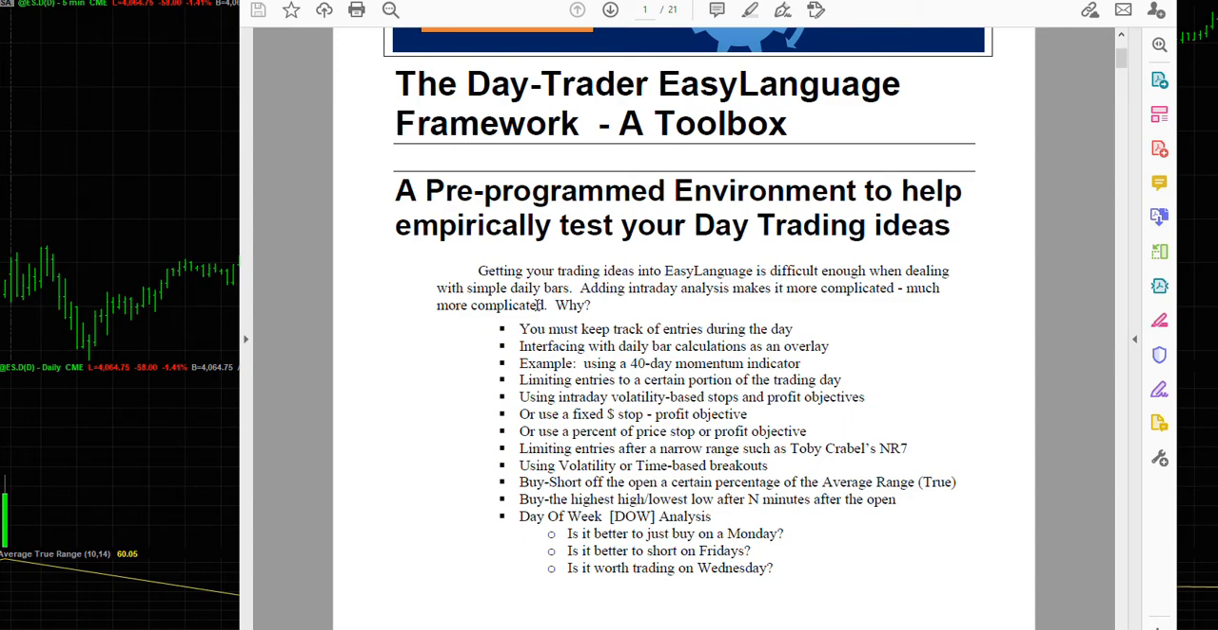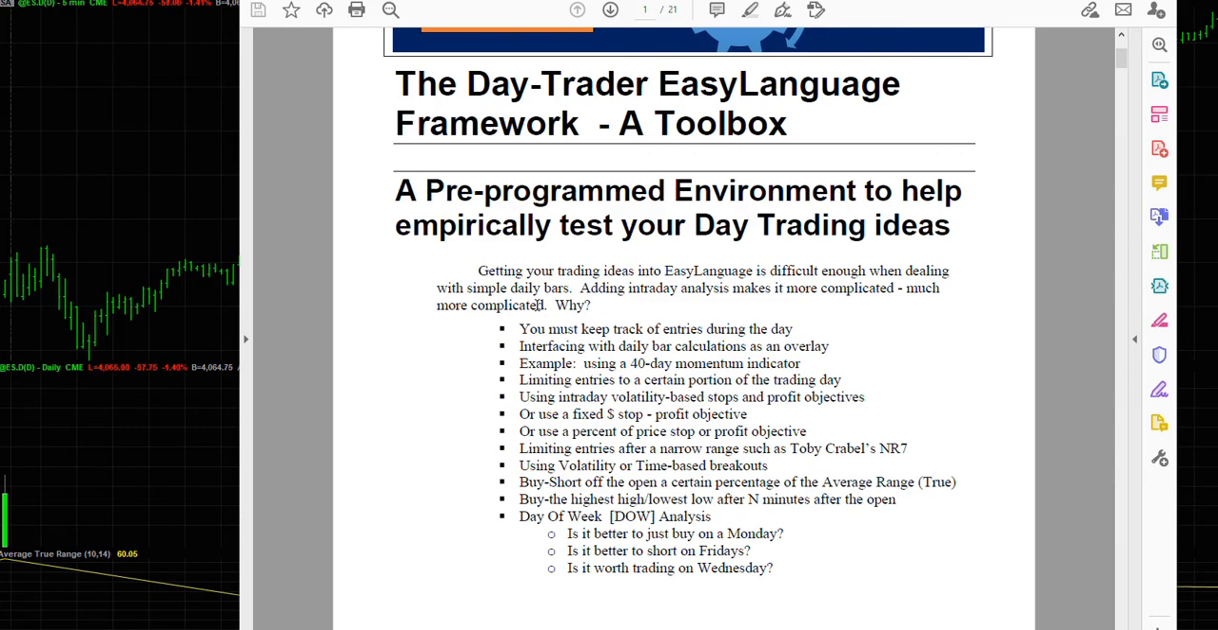So let's go ahead and real quickly I'll go over this. This is the manual that you get with the framework. This is what you would be following if you purchased it yourself. So what are we going to do? We're going to talk about getting your trading ideas into EasyLanguage and why it is difficult sometimes. Because when you go from daily bars to intraday bars, the complexity of your programming increases dramatically.